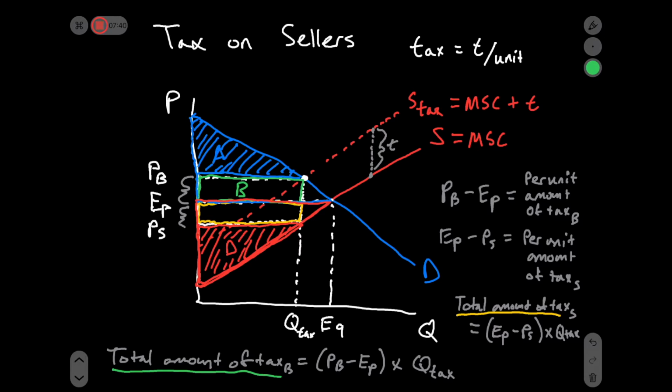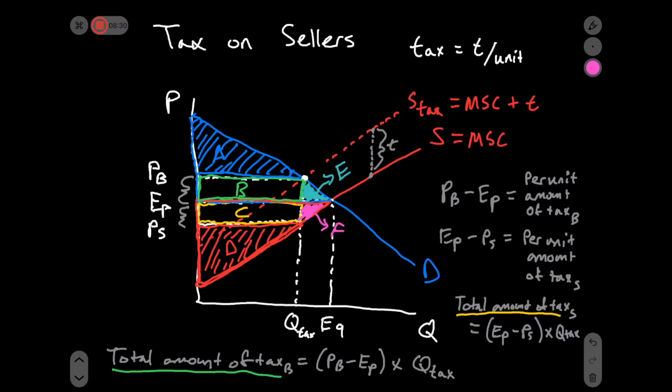Area B, this rectangle, is the total amount paid by buyers, and this rectangle, maybe I'll do it in this lighter color blue, is the total amount paid by sellers. This triangle, we'll call this area E, is the deadweight loss that results primarily to consumers, right? This is a loss of consumer surplus. And this triangle here, call this area F, is the total amount of producer surplus that's lost in this market.